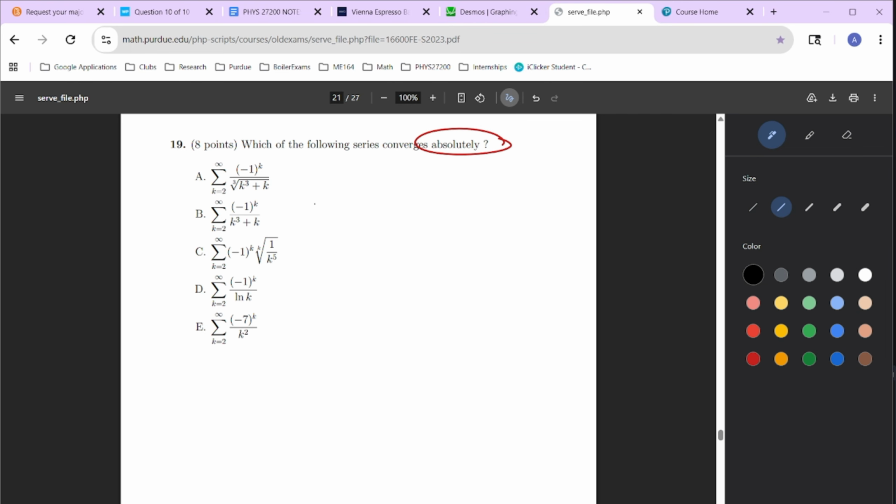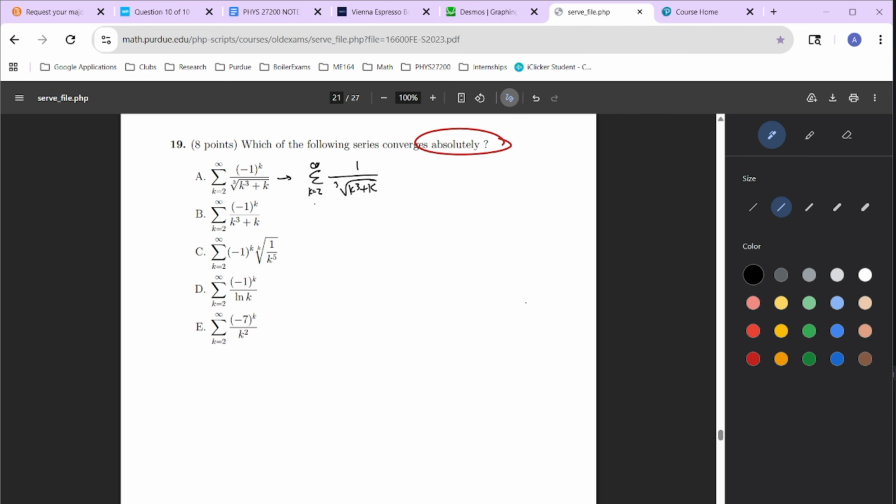So let's look at the first example then. If we're taking the absolute value of this, that means that the negative 1 to the k goes away. It just becomes a series from k equals 2 to infinity of 1 over the cube root of k cubed plus k. Now, we can probably tell that we need to use a p-series test to evaluate this, but we have this pesky k to the first power sitting behind this much bigger k cubed.